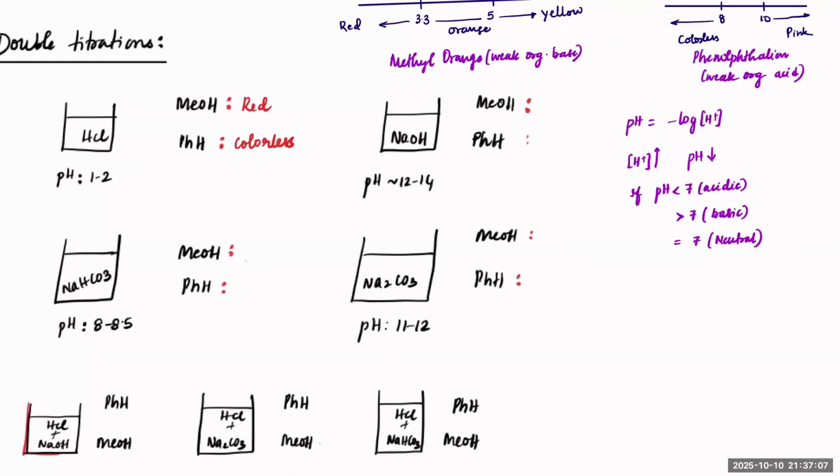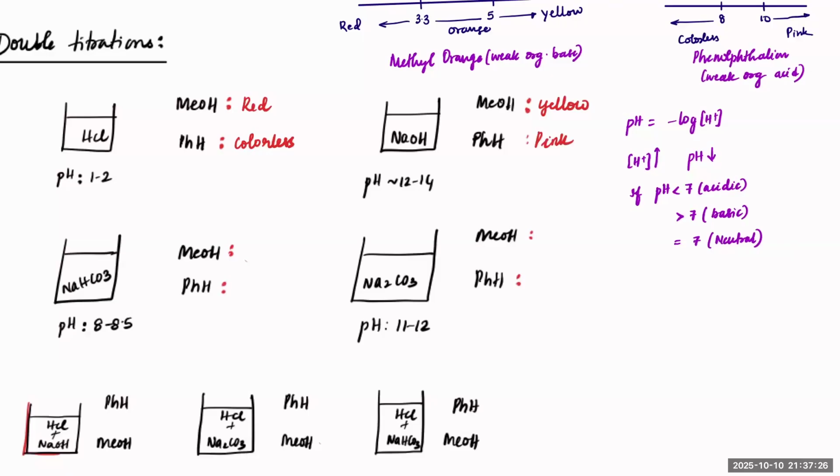If you take NaOH, NaOH is a strong base. Strong base will have pH close to 12 to 14. This is the range. Methyl orange, what is the color it will maintain? Yellow. Phenolphthalein, what is the color it will maintain? Pink.